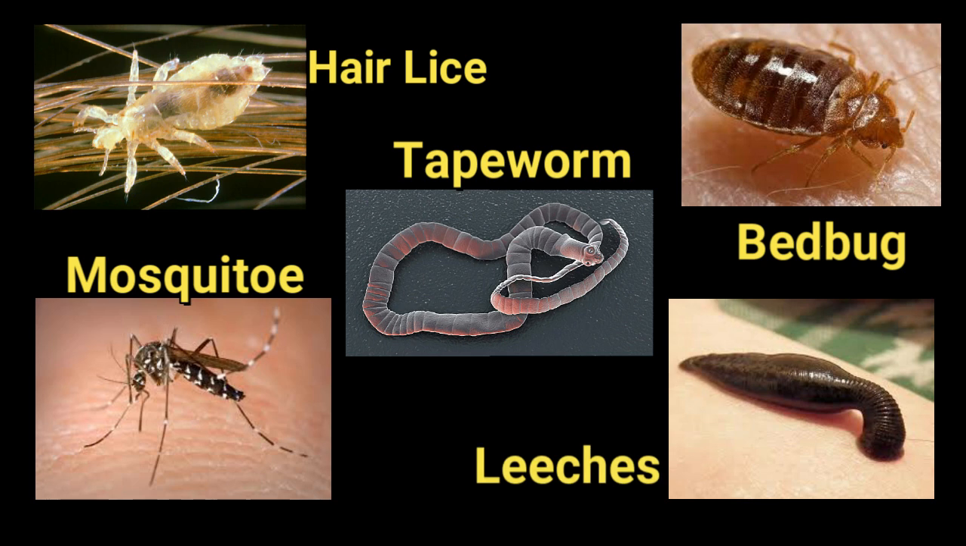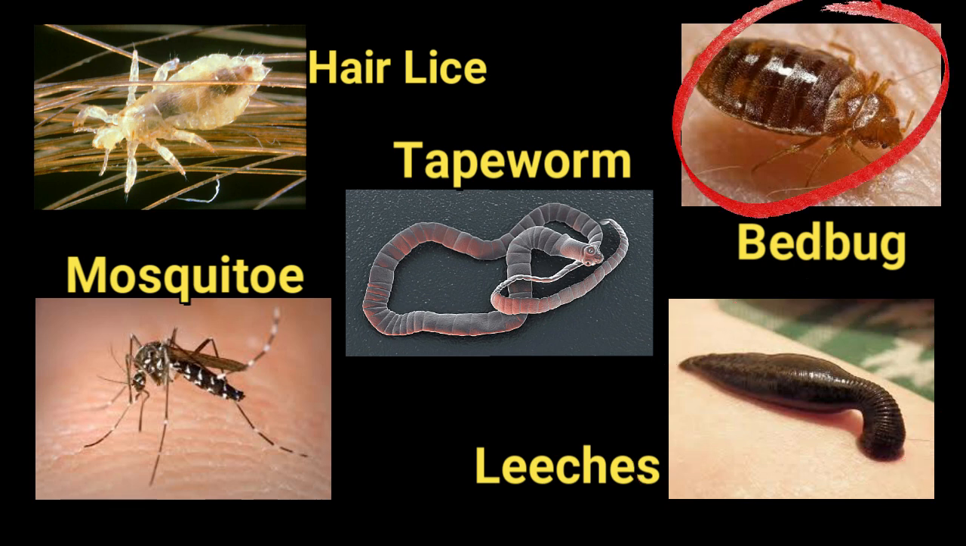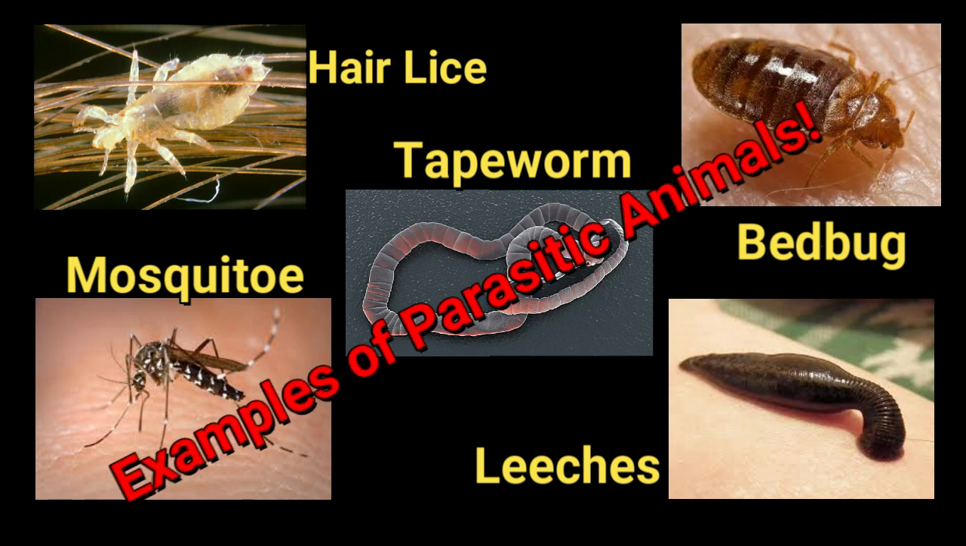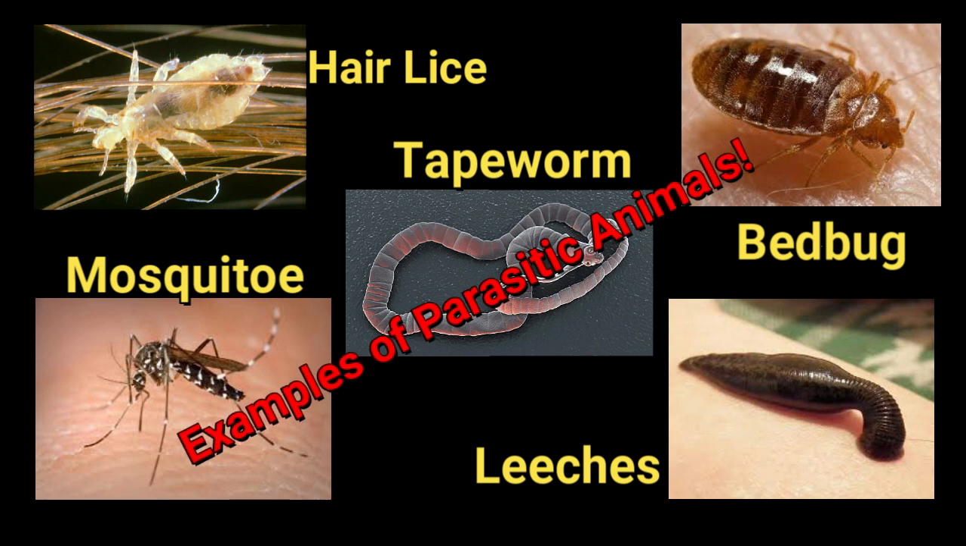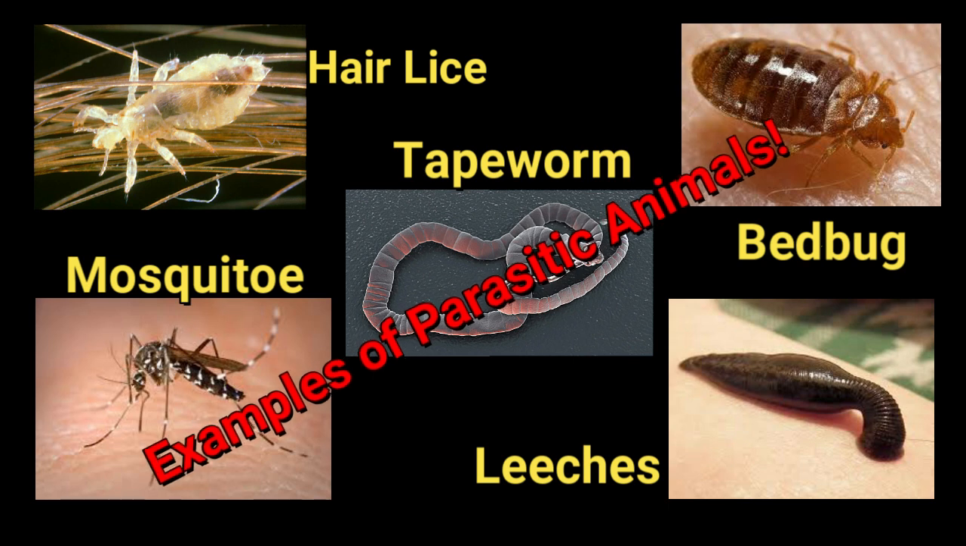Now if you look at leeches, they feed on the blood of the animals. Same is with bed bugs. जो खटमल होते हैं, they also suck the blood. So all these are the good examples of parasite. I hope you will now have a better understanding of parasites and the examples both from the parasitic plant and the parasites which are animals.